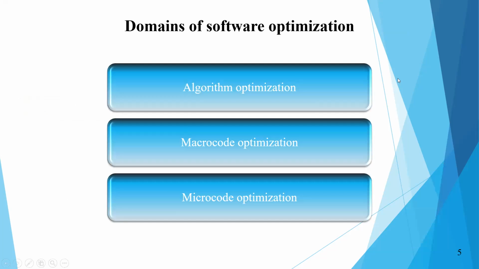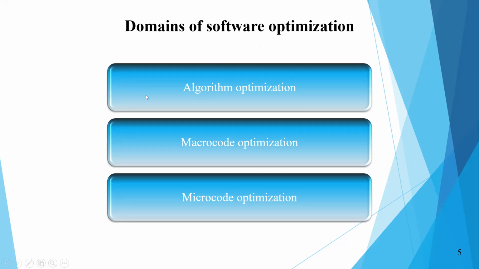What can be told about software optimization? In common, software optimization can be divided into three big domains of optimization itself. It's different sides of optimization. They can add to each other and improve each other also.